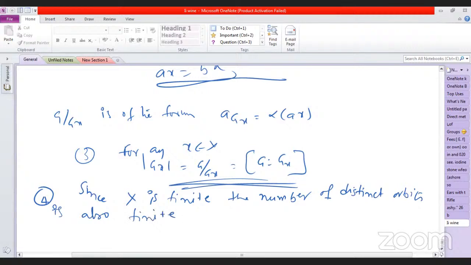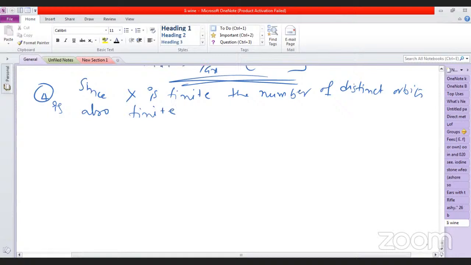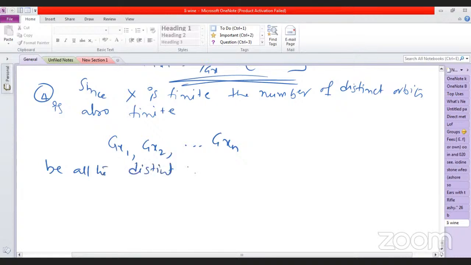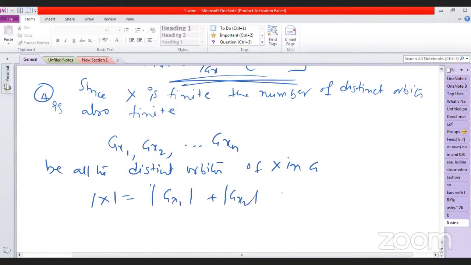So therefore, let g of x1, g of x2, g of xn be all the distinct orbits of x in G. So therefore, modulus of x is equal to modulus of gx1 plus modulus of gx2 and so on, plus modulus of gxn. So we are taking the orbital distinct elements.